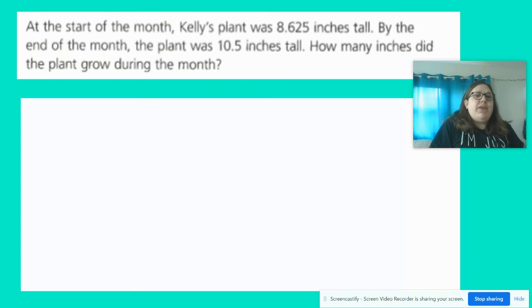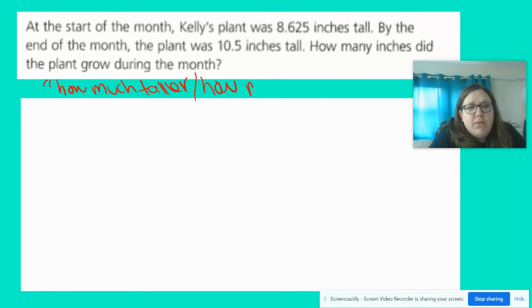At the start of the month, Kelly's plant was 8 and 625 thousandths inches tall. By the end of the month, the plant was 10 and 5/10 inches tall. How many inches did the plant grow? So this is kind of like how much taller, which is going to be how much more, which is going to be another subtraction problem.